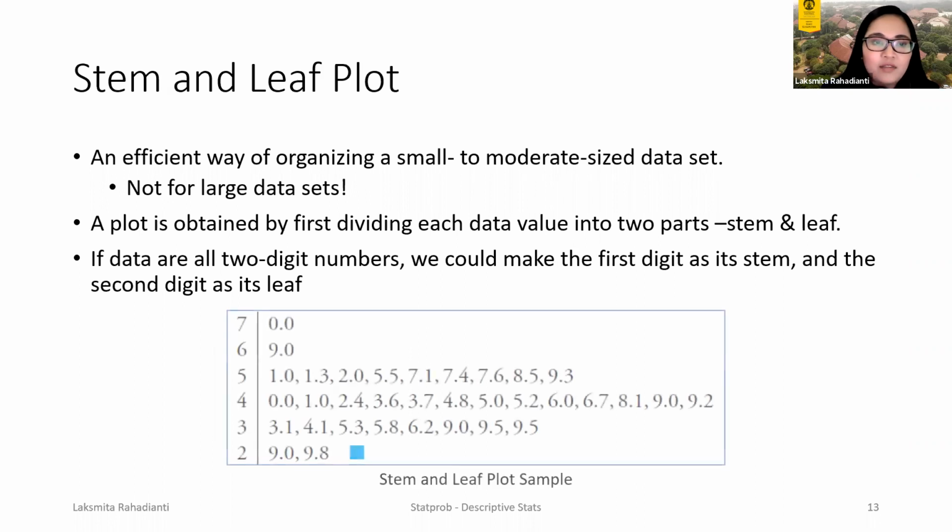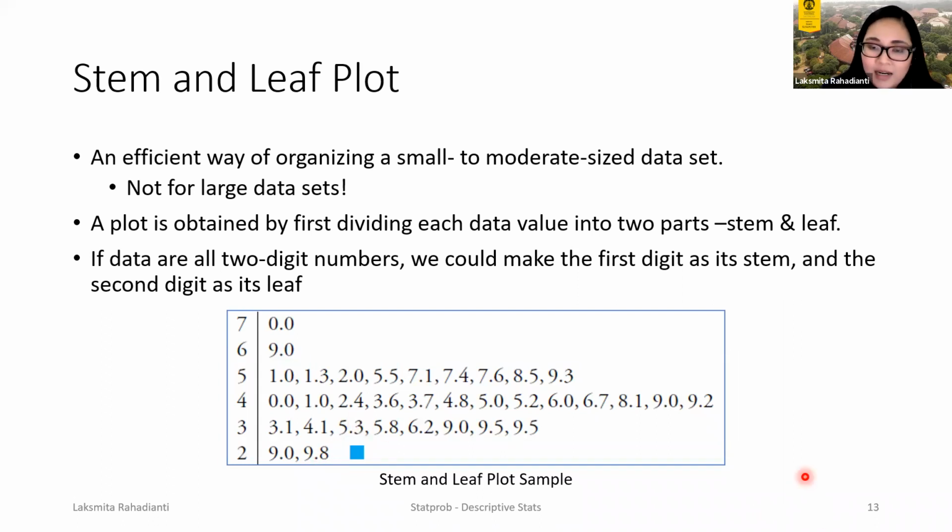For example, it's a 2-digit number. We can use the first digit as a stem and the second digit as the leaf. So here, this data point here corresponds to the value 43.7. This one corresponds to 49.0. This one corresponds to 29.3, 29.8, and so forth.